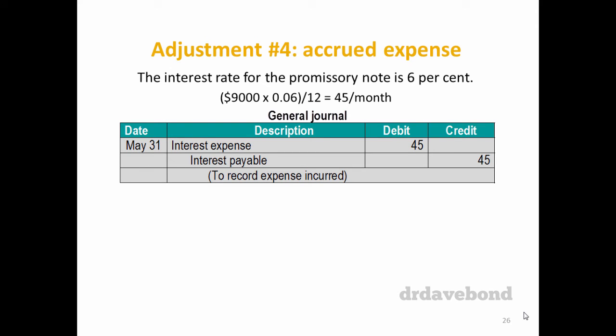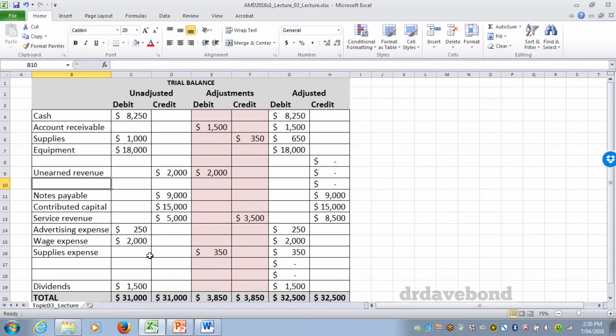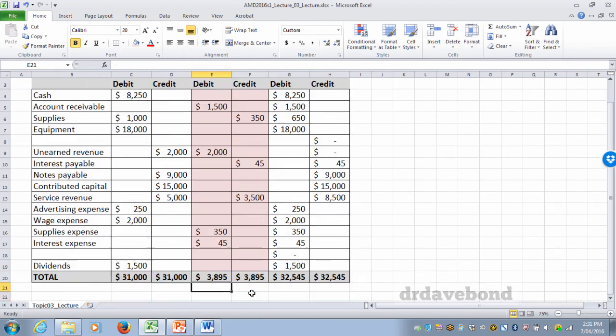You record an interest expense of $45 and an interest payable of $45. Liabilities up, equity down. Interest payable of $45, interest expense of $45. We can see how that flows in. So back to the spreadsheet. Interest payable, because we owe it, wasn't in there before. We credit that, 45. And interest expense, 45. Everything's still balancing.